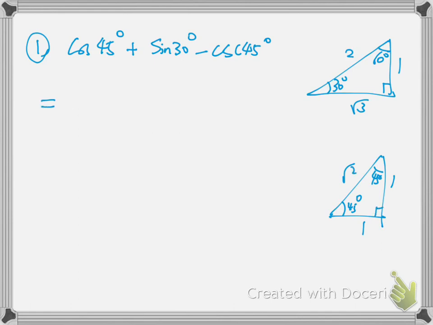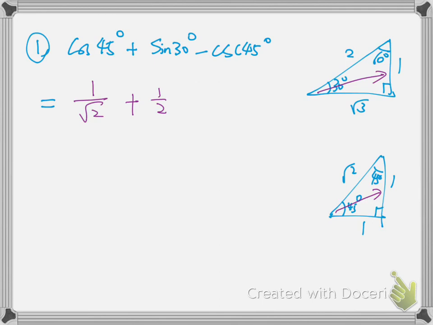Now cosine 45. You can label the opposite 1, adjacent 1. So cosine is 1 over radical 2, hypotenuse radical 2. Plus sine 30. So we are looking at this angle 30. Opposite 1, and then hypotenuse 2. So 1 over 2.